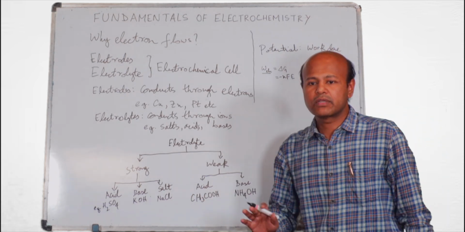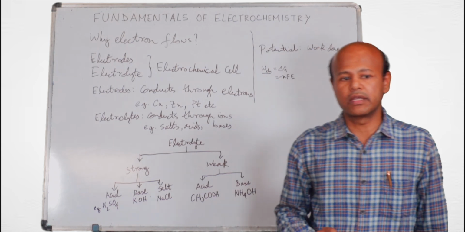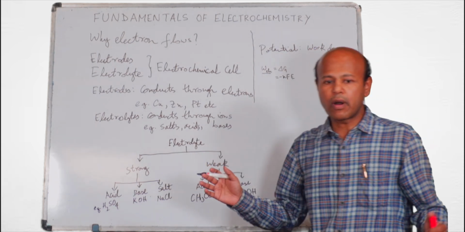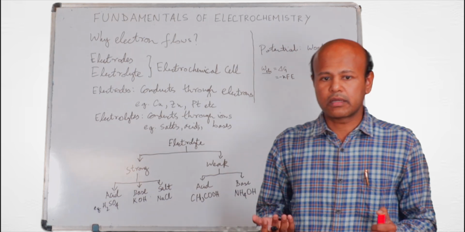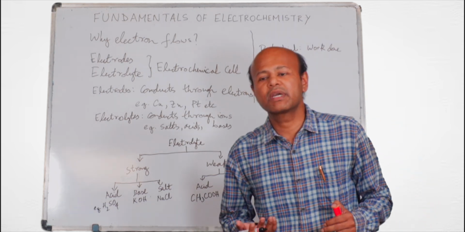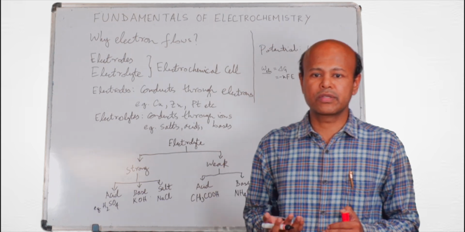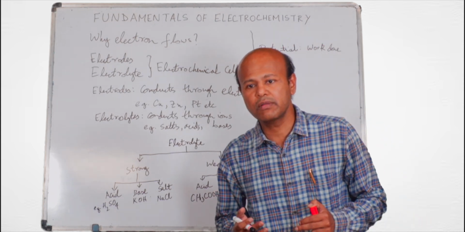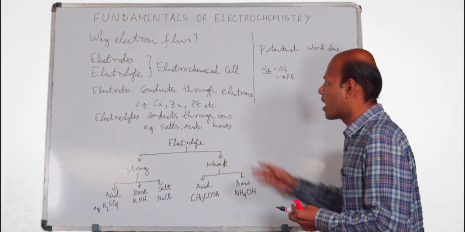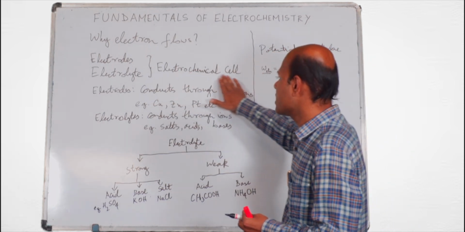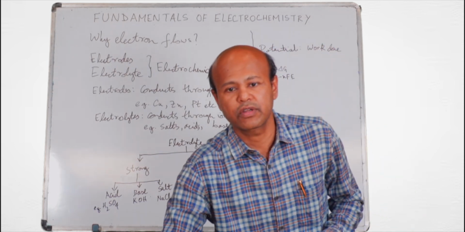Now, we have understood two basic components, the electrode and the electrolyte. If we combine them, our main aim in electrochemistry is to get some electricity from chemical reactions. The chemical reactions are redox reactions, or reactions which involve the flow of electrons. The next part is how to combine these to form an electrochemical cell. So now I will concentrate on electrochemical cells.